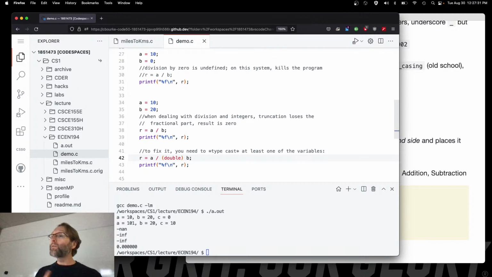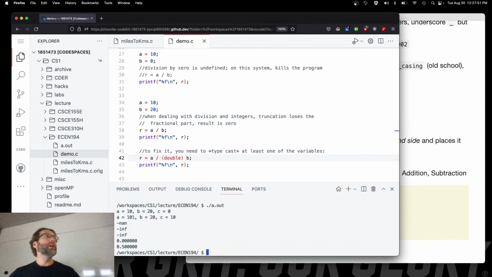What I've done here on line 42 is I've said, for the purposes of A divided by B, treat B not like 20, treat it like 20.0, so that I retain that precision, that 1/2 part. Let's go ahead and see that it now actually works. Instead of 0, you get the correct answer of 0.5.